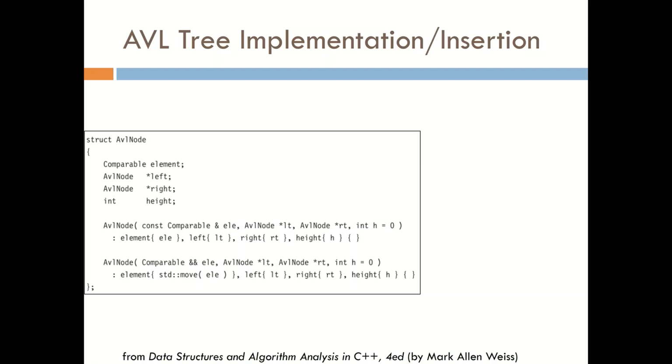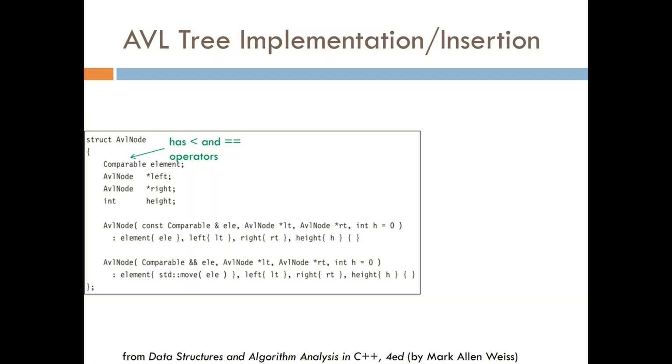You'll notice that it has an element of type comparable, and the left and right pointers, and then the actual height of the particular node. And it's got two constructors, one for L values and one for R values. Okay, so it's got a copy constructor and a move constructor. And this is more than likely a template. So comparable would be a type parameter.